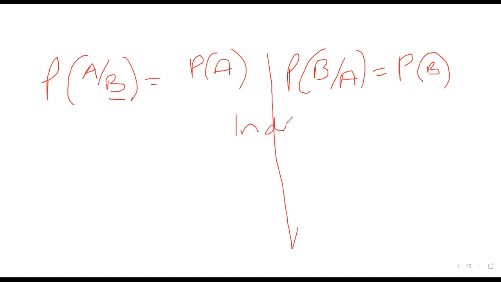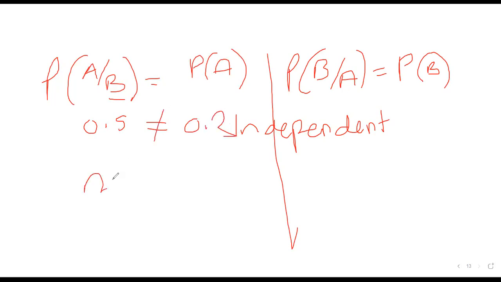So step 1, we need to state the condition. Step 2, we need to compare the figures. Our A given B is given as 0.5, and our A is given as 0.2. Are they the same? No. So this is not independent. As simple as that, 2 marks.